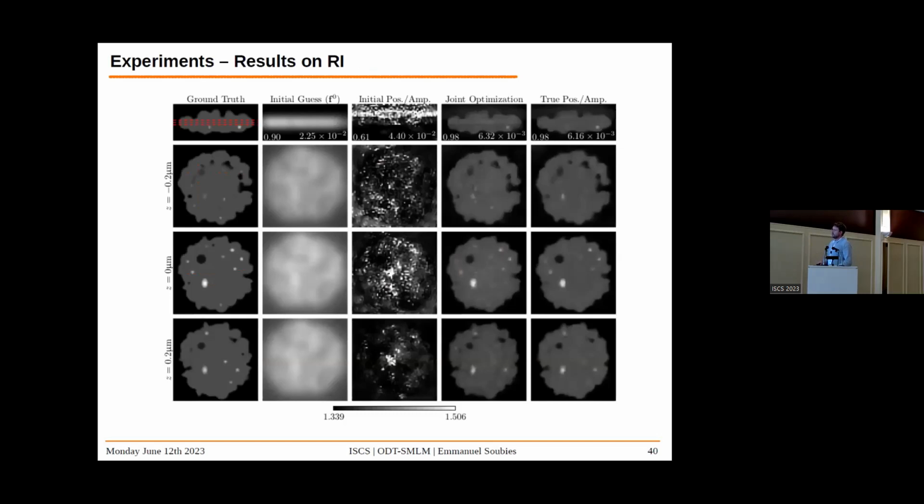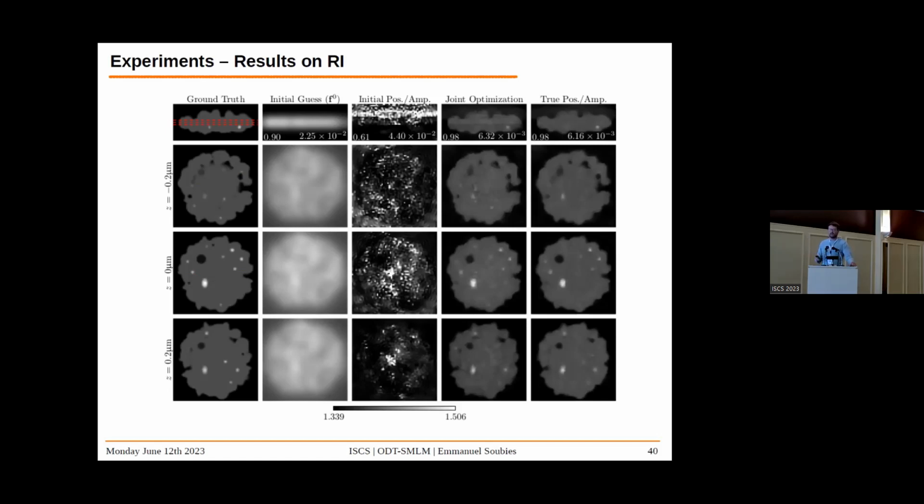And here are some results concerning the refractive index estimation. On the first column is the true volume. The second one is the initial guess for the refractive index. As I told you, it's a very coarse estimation, just a replication of the wide field image that is smooth. For the third column, we keep the initial estimation of the position and amplitude of the molecules, and we don't optimize them. We just optimize the refractive index given these positions.